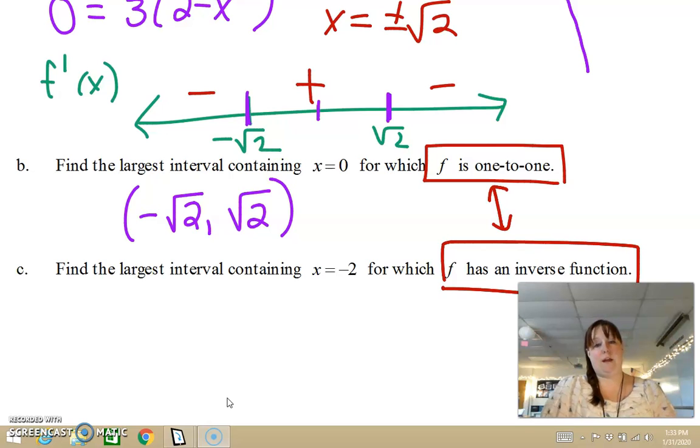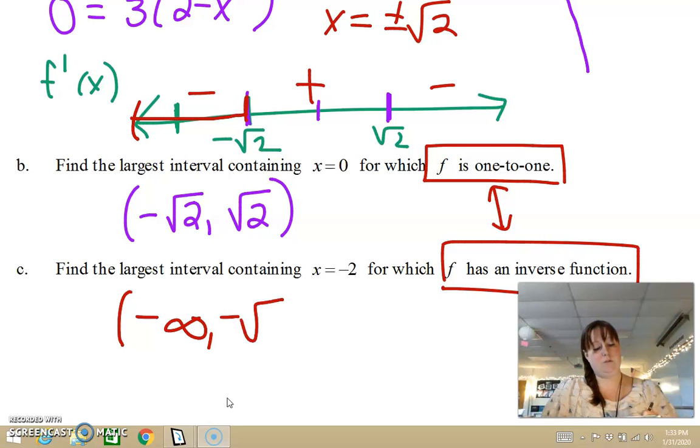So x equals negative 2 is kind of over there on our number line. All right, so we need an interval where it's just either decreasing or increasing. And we see that that's the interval from negative infinity all the way to negative root 2. Not to root 2, just negative root 2. So this interval would be negative infinity to negative root 2. So that's it for inverse functions.